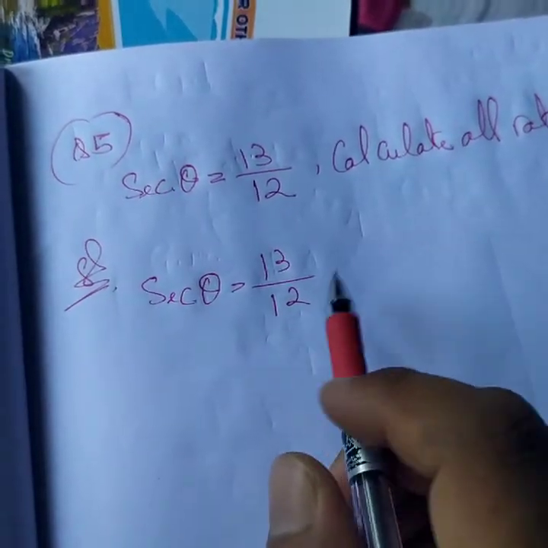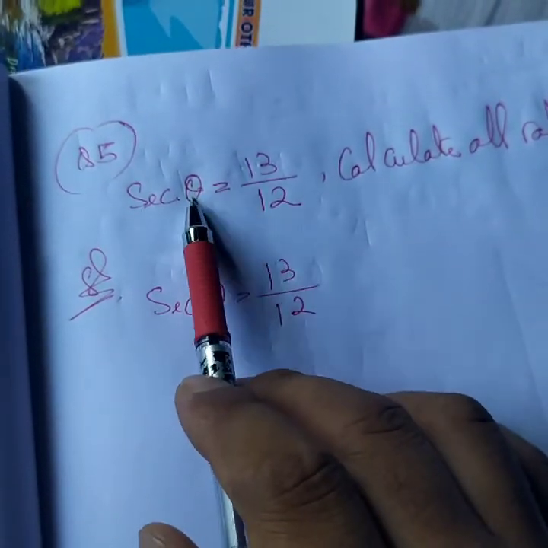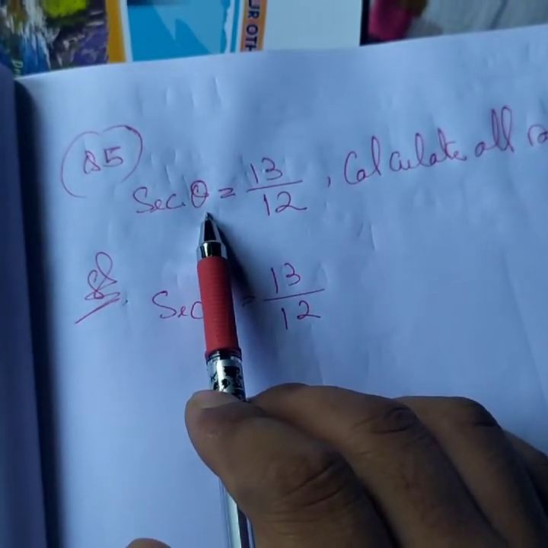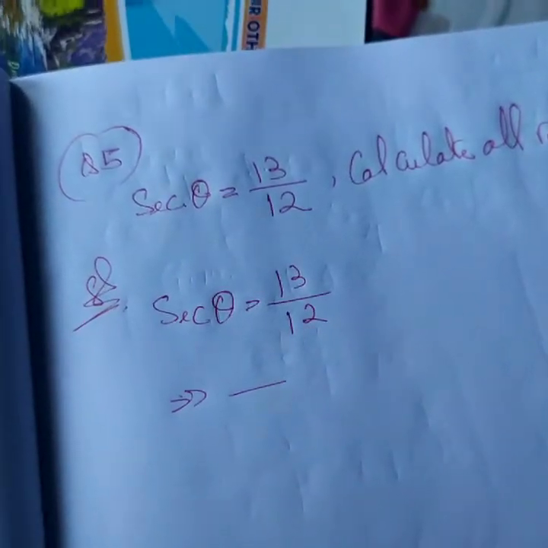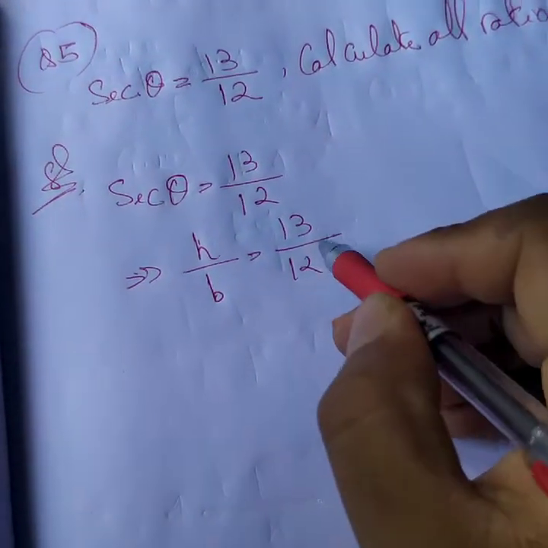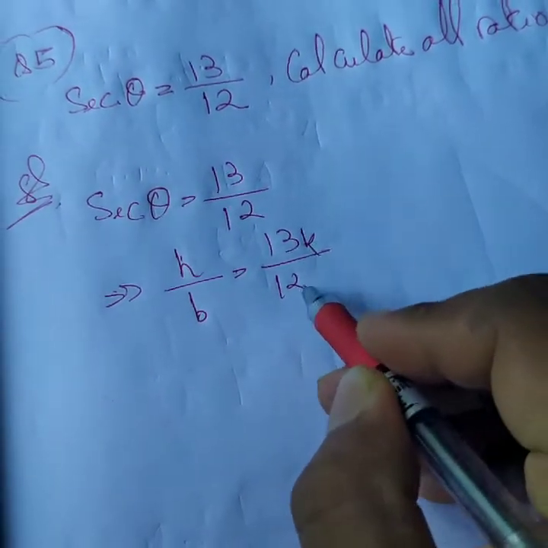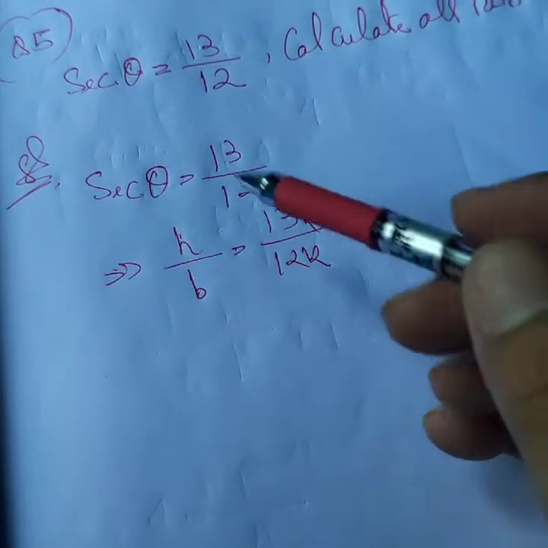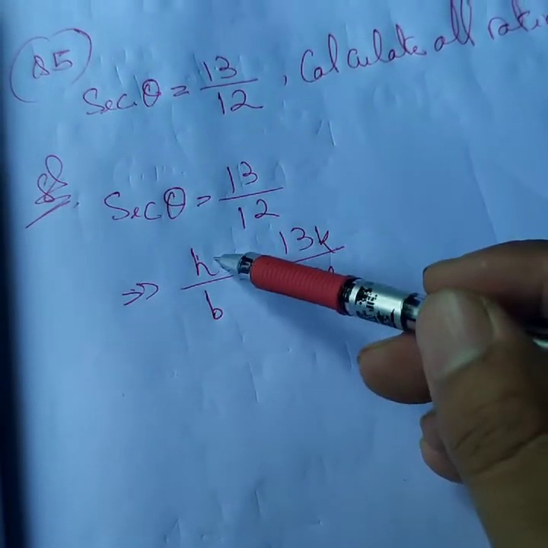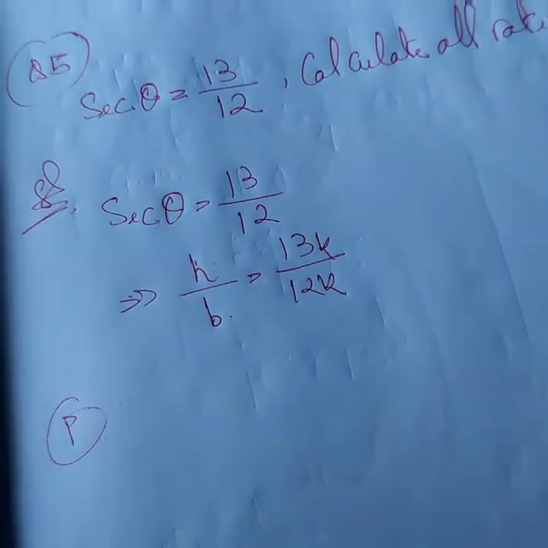Sec A is 13 by 12. Now be careful here. It is mentioned theta, not A, B and C like the previous question. So the formula will be same though. Sec theta formula is what? It will be h by b. Like the same case, just put k here. Draw a triangle and put the value. Find the value of the missing side here. Which one is missing? Hypotenuse is there, base is there. That means you need to find what is perpendicular.